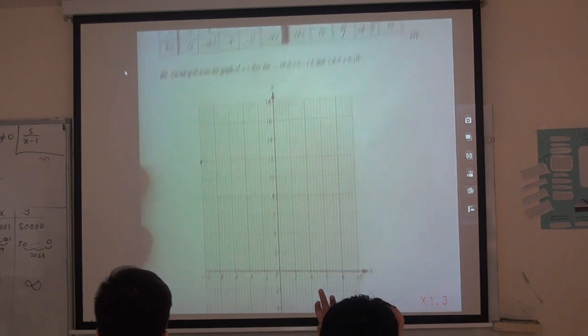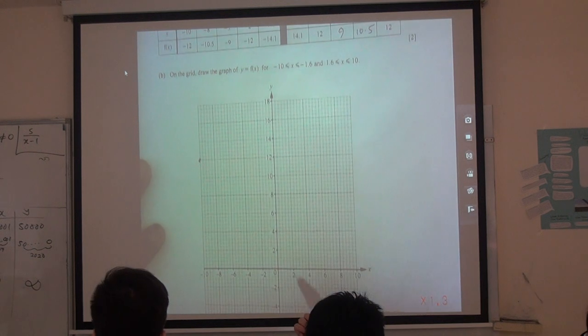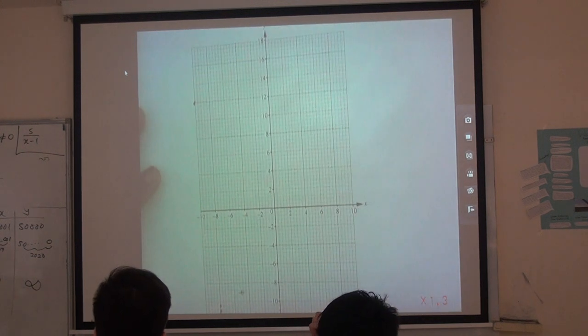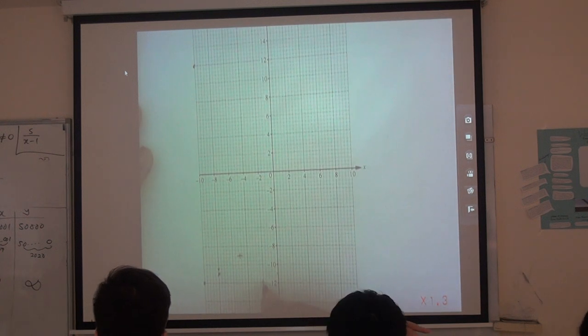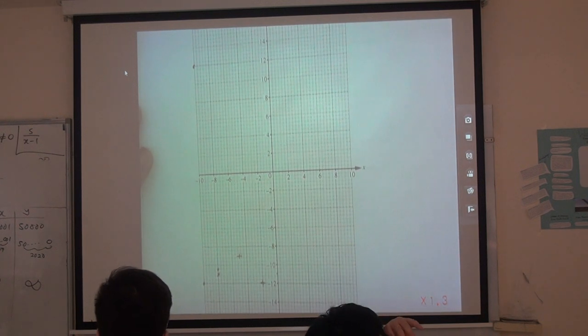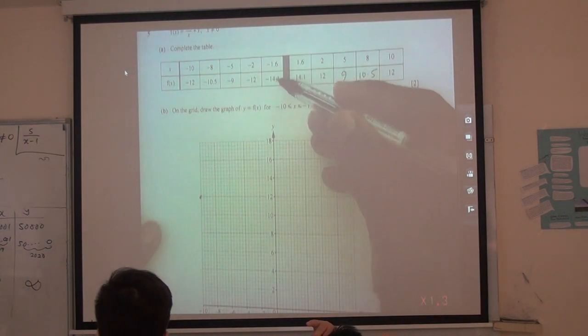Okay? The next one is negative 2 and negative 12. Negative 2, it goes back again, negative 12. Can you see the screen? Yes. Here. And negative 1.6, 14.1.